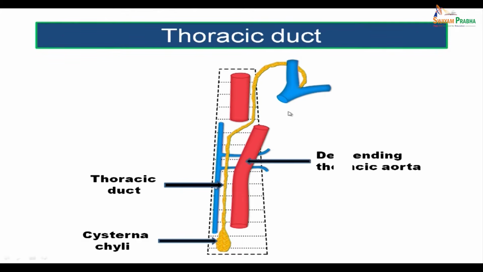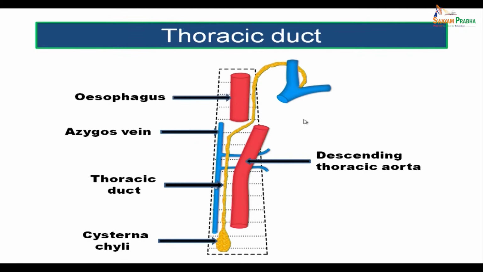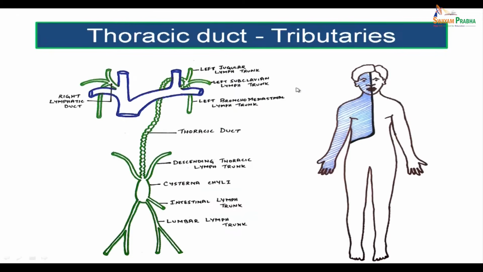So, you can see the cisterna chyli highlighted, the descending thoracic aorta which is on the left side of the thoracic duct, the azygous vein which is on the right side of the thoracic duct, the esophagus which will be in front of the thoracic duct because the crossing takes place just next to the vertebral column. This is the left brachiocephalic vein formation where the thoracic duct is going to end. So, this shows the area of drainage of the thoracic duct.